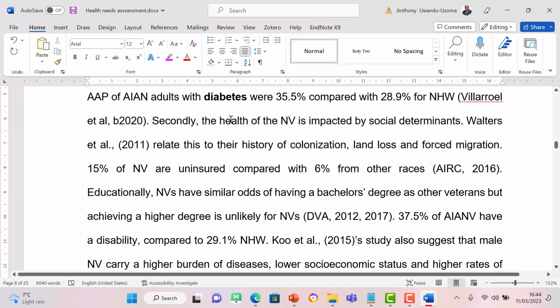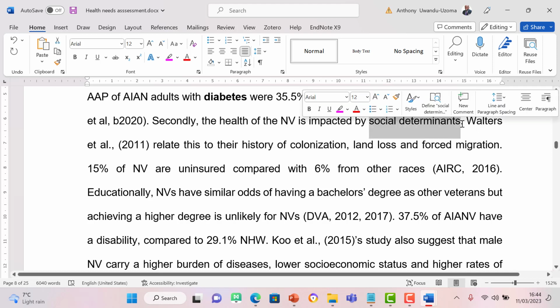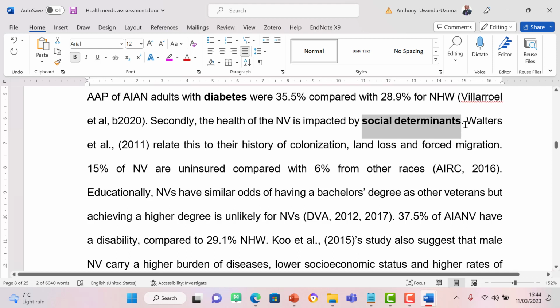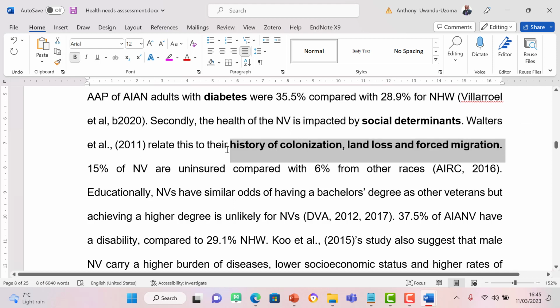Now, their health is impacted by other social determinants. Apart from having all these diseases, there are other things. So you have to discuss social determinants. What are the social determinants? You use literature. It's not about just listing them. You have to back them up with what? Literature. All right. So you can see other social determinants such as history of colonization, land loss, forced migration.